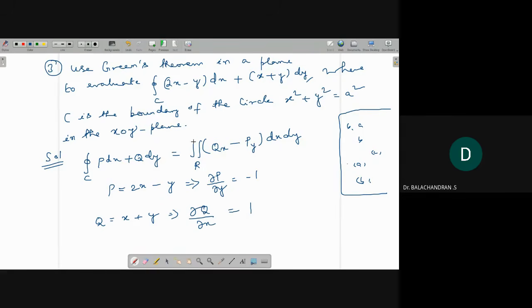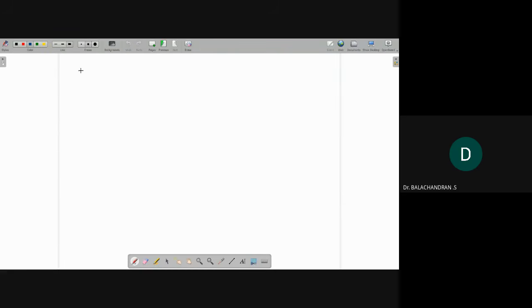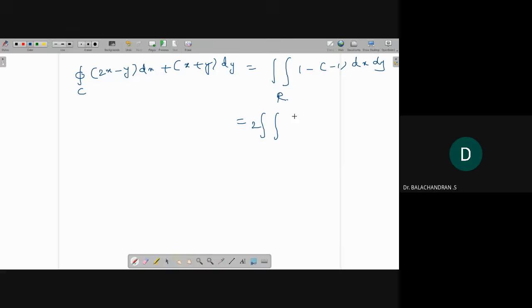So by using Green's theorem, we have the integral over the closed curve C of (2x minus y) dx, that is P dx, plus Q dy, which is equal to the double integral over the region R of (dou Q by dou x, which is 1, minus dou P by dou y, which is minus 1) dx dy. So this is actually 2 times dx dy.